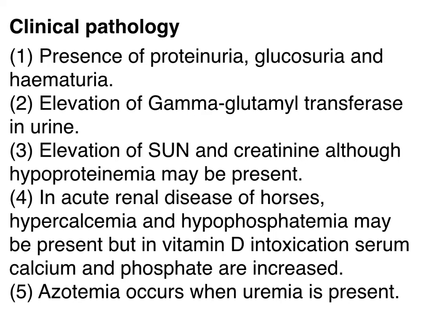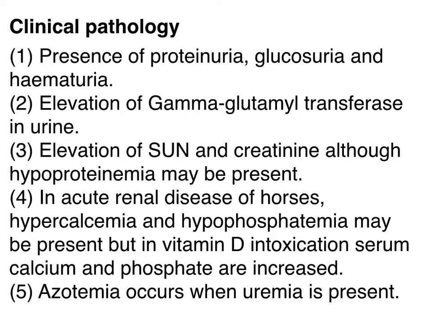أما بالنسبة إلى الكلينيكال باثولوجي أو التشخيص المختبري فيعتمد على الآتي: أخذ عينة من اليورين، نشاهد وجود proteinuria, leukocyturia, and hematuria والتي سبق أن أشرت إليها بالمحاضرات السابقة من ضمن التغيرات التي تحدث في اليورين. Elevation of gamma glutamyl transferase in urine, elevation of SUN and creatinine, although hypoproteinemia may be present.